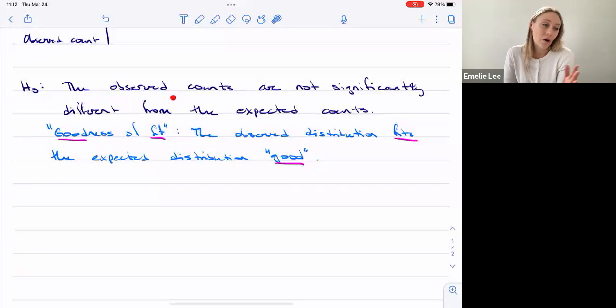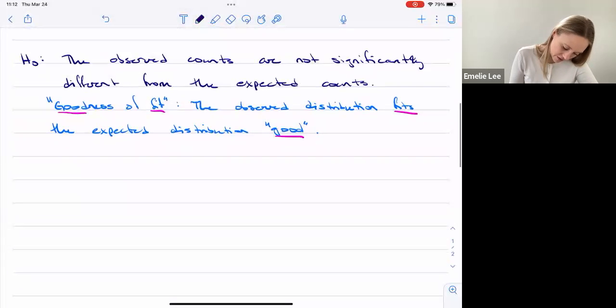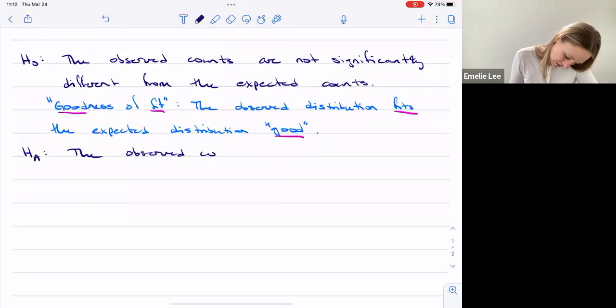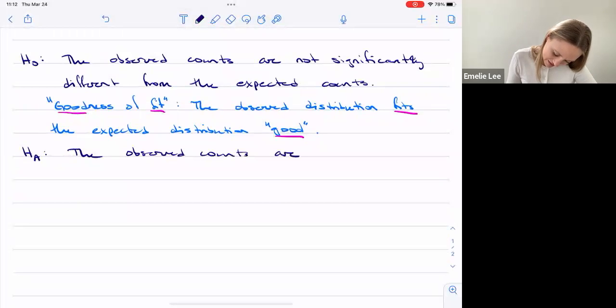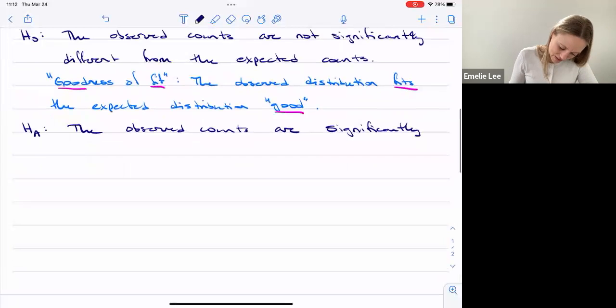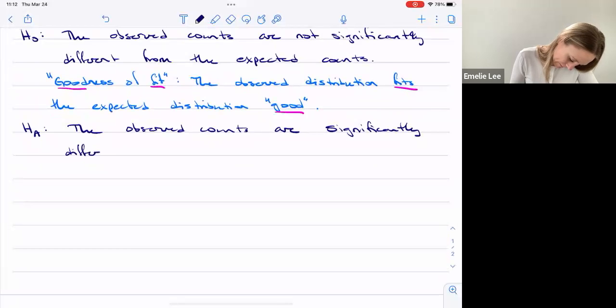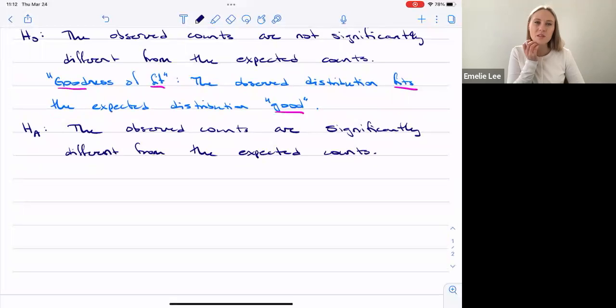So the observed counts are significantly different from the expected counts. So usually I don't even really spend too much time on the alternative. I just reverse it. So the observed counts, I totally could have copied and just crossed out. There's still time, I guess. Are significantly, I won't do it because I know you're writing too, are significantly different from the expected counts, right? That's tricky.